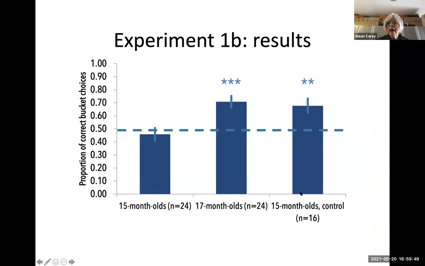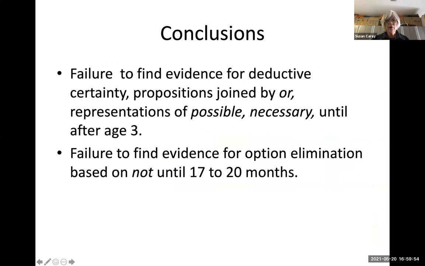Okay, so the conclusions from what I've just shown you is that in attempts to try to find evidence for deductive certainty, for propositions joined by or, for representations of possible and necessary, you don't find evidence for that until after age three. And there's also a failure to find evidence for option elimination until 17 to 20 months of age, okay?